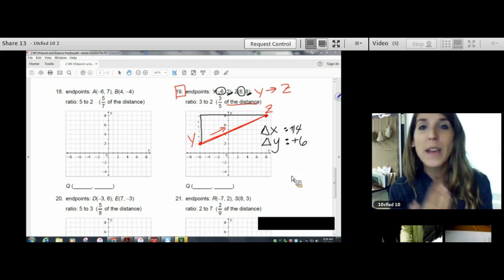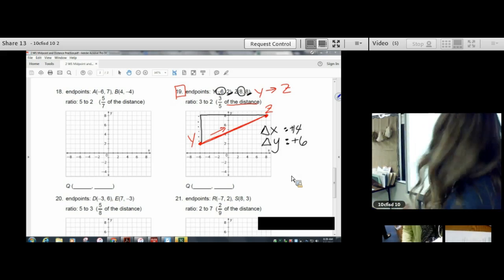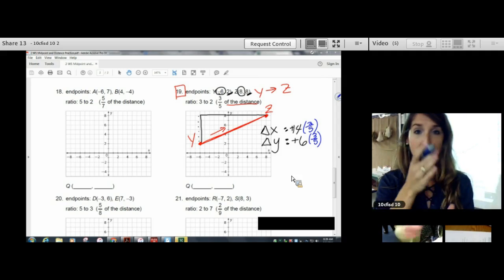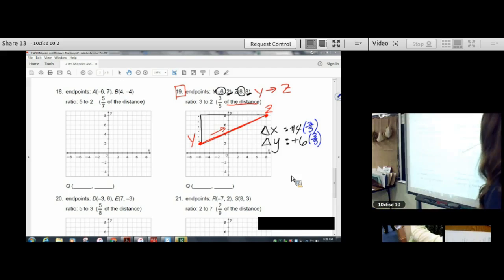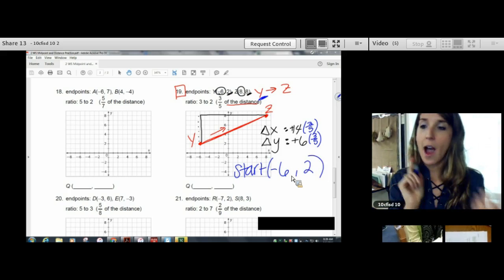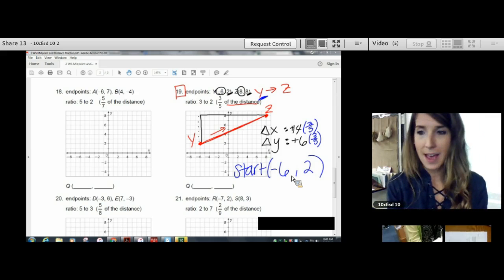Okay, I don't want to rise 6 and run 14 anymore. I want to rise 3/5 of the way. I want to run 3/5 of the way. So we're going to take our rise and our run, and we're going to multiply them by 3/5. I want to go 3/5 of the rise, and I want to go 3/5 of the run. Now is when you need to get your starting coordinate ready. So here's my start. I'm going to start at Y because they listed it first. Starting at Y, I'm going to find out how much do I rise and how much do I run. And I'm going to ask my calculator because I'm not going to multiply that in my head.